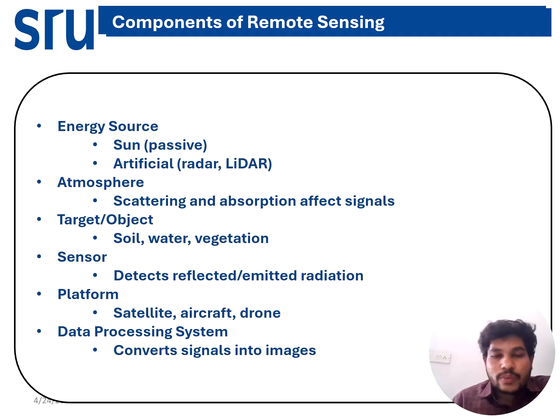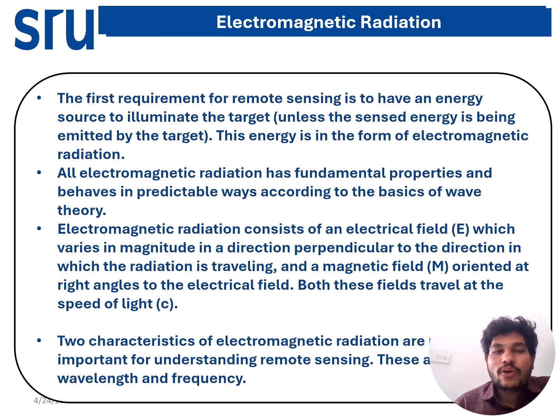Before understanding the components and the different types of remote sensing, let's focus on how radiation is important, because it is the first requirement of remote sensing, that is the electromagnetic radiation.